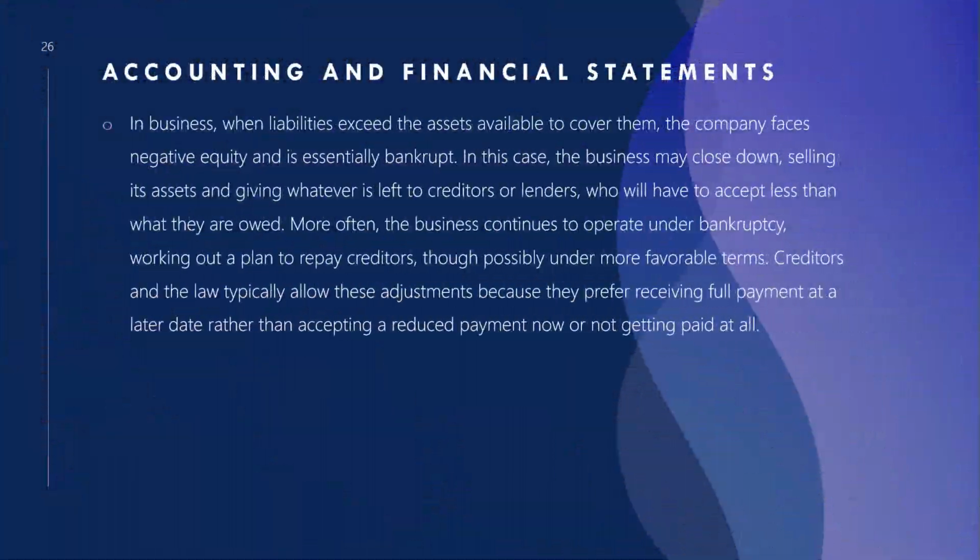In business, when liabilities exceed the assets available to cover them, the company faces negative equity and is essentially bankrupt. In this case, the business may close down, selling its assets and giving whatever is left to creditors or lenders, who will have to accept less than what they are owed. More often, the business continues to operate under bankruptcy, working out a plan to repay creditors, though possibly under more favorable terms. Creditors and the law typically allow these adjustments because they prefer receiving full payment at a later date, rather than accepting a reduced payment now or not getting paid at all.